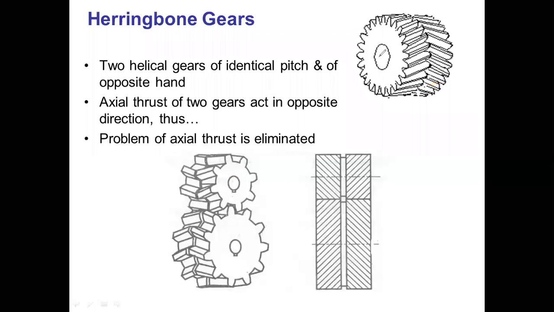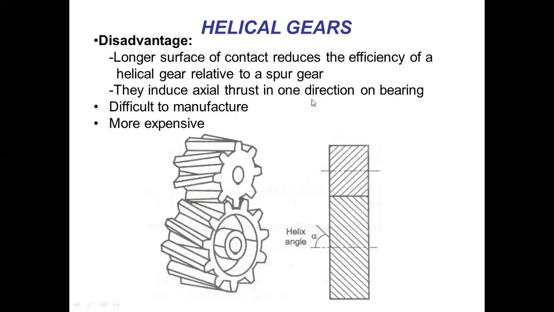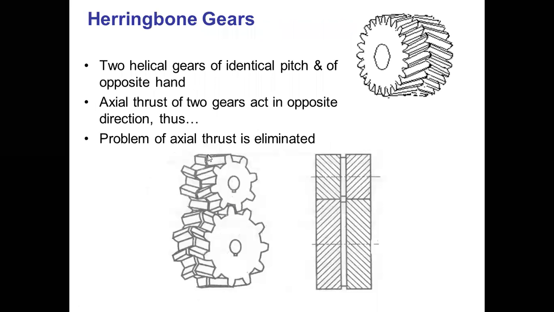While explaining the disadvantages of the helical gear, I explained that they induce axial thrust. In a helical gear, they induce the axial thrust in one direction on the bearing. This disadvantage does not remain in a herringbone gear because two helical gears are connected here. That's why the axial thrust of the two gears acts in opposite directions, and the problem of axial thrust is eliminated. Because these two gears are joined side by side, the axial thrust generated in the helical gear is reduced and becomes zero in the herringbone gear. This is an advantage of the herringbone gear.